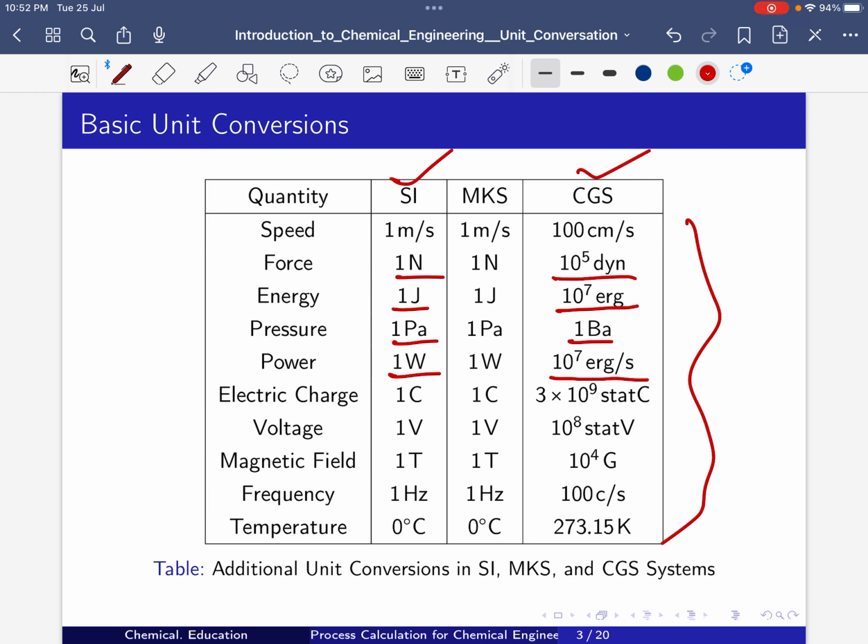Electric charge: 1 coulomb will be 3 into 10 to the power 9 static coulomb. 1 volt is 10 to the power 8 stat volt. Then magnetic field, frequency, and temperature. Here the SI unit of temperature is 0 degree centigrade, and CGS is 273.15 Kelvin. So now we can do the conversion.